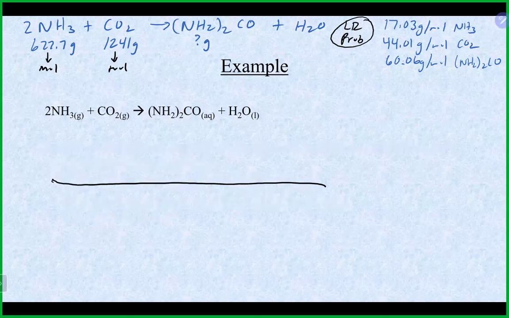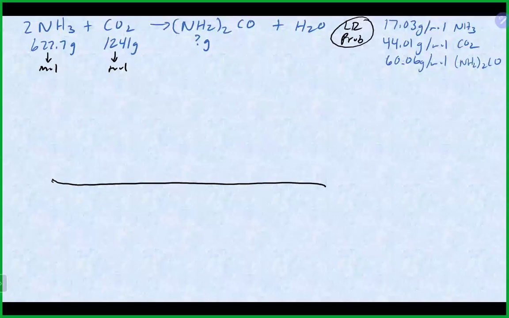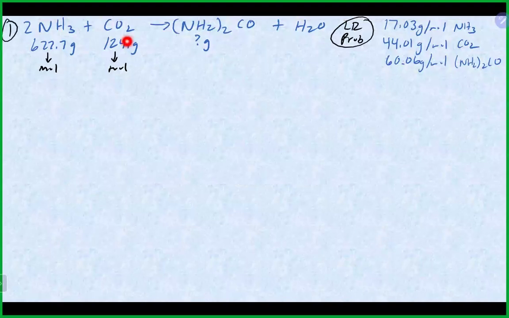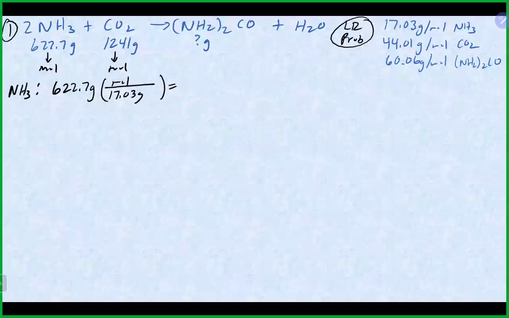So with that being said, we do want to really just take our same approach here. I'll just get rid of that big line I just put in the middle of the page. All right, so we got our balanced equation, so that step is done. Again, regardless of which approach, we're going to convert everybody into moles. So for the NH3 here, we're going to take our 622.7 grams. We're going to use the molar mass of NH3, which is 17.03 grams per mole. And that is going to get us there, 622.7 divided by 17.03.